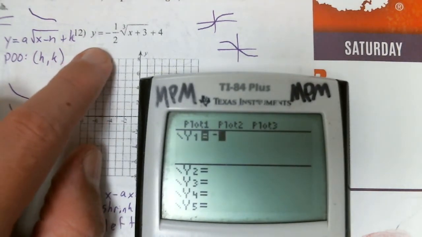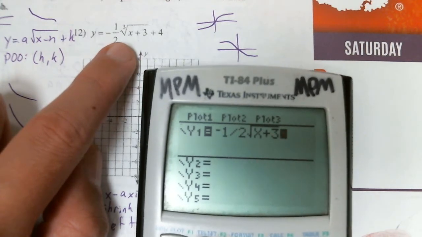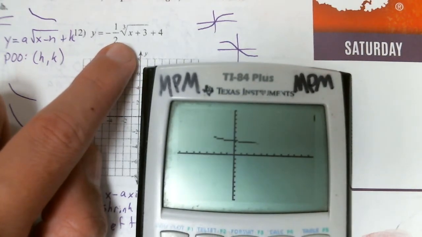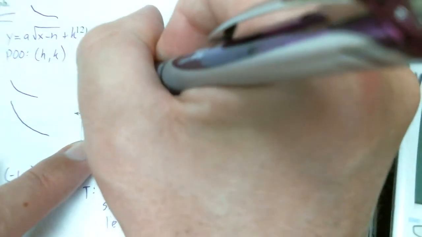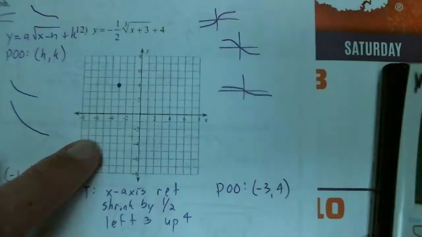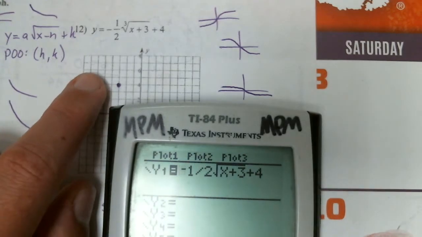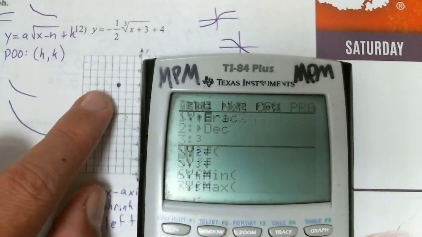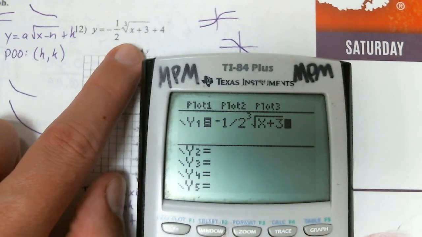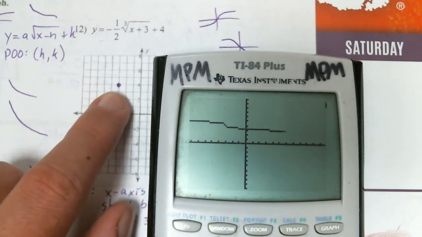So -1/2 second square root of x plus 3. Let's get outside the radical, plus 4. Let's graph this. Okay, so the poo is -3, 4, which is about right there. And this again is going to be pretty skinny. All right. Oh, actually, you know what? I didn't do the cube root. Whoops. Okay, -1 divided by 2, cube root of x plus 3, get outside the radical, plus 4. All right, I knew that was wrong because it didn't have the snake. So here's that backwards skinny snake here. So our graph's going to look something like this.